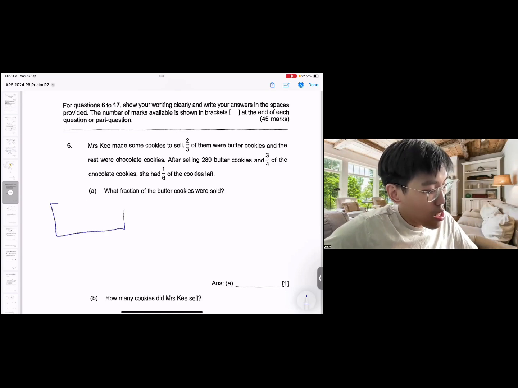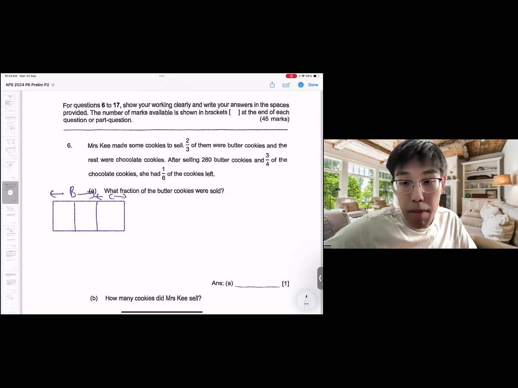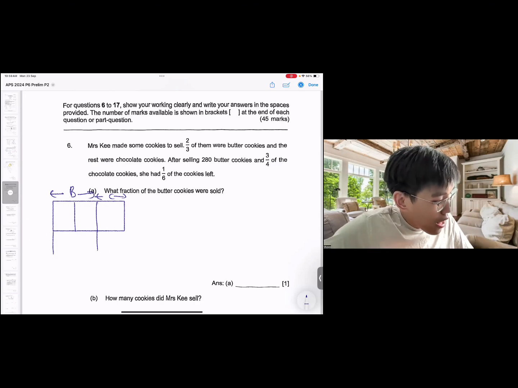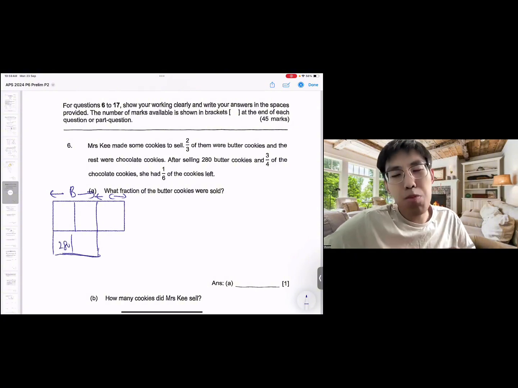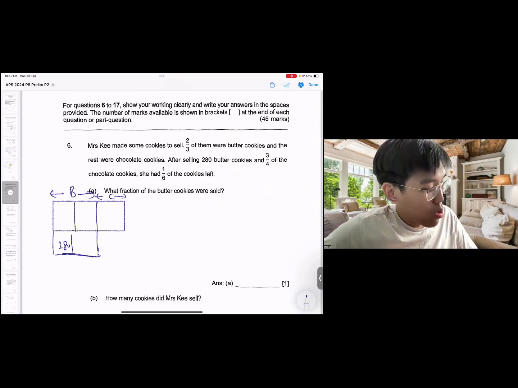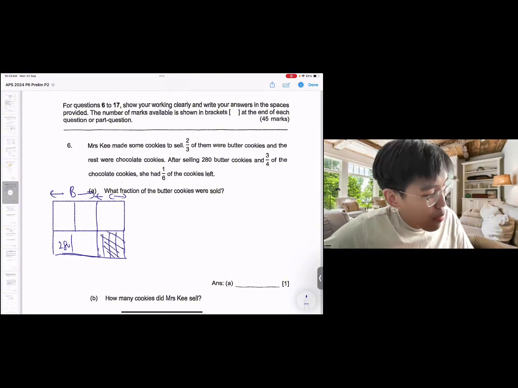Let's have a look. So this is 2/3. 2/3 of them were butter cookies. So butter is here. The remaining is chocolate. After selling 280 butter cookies, I don't know what is the fraction of 280, but it's okay. Just draw a little segment and call it 280. It's a quantity, just put it there, it doesn't matter. Okay. And 3/4 of the chocolate cookies. This one is quite easy because you can just draw one more and cut into 4 little parts. And we sell 3 of them.